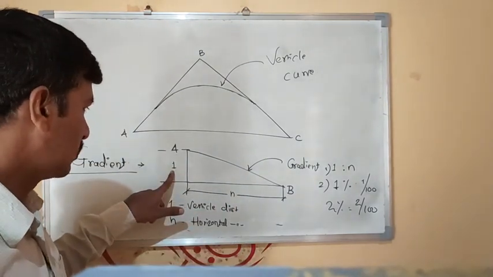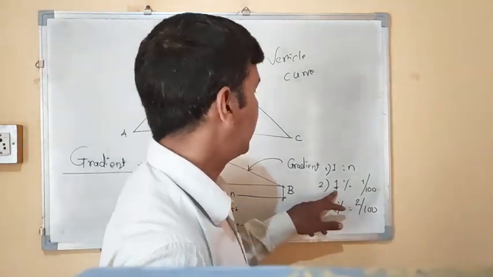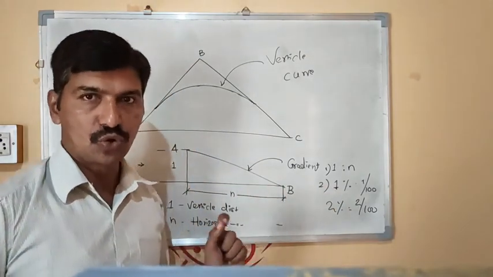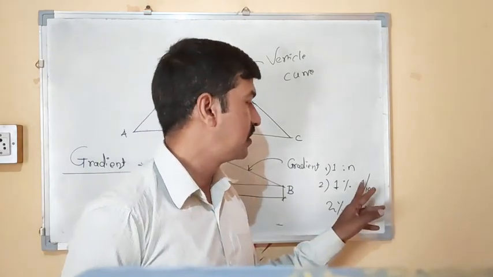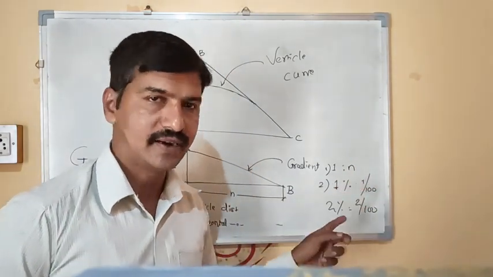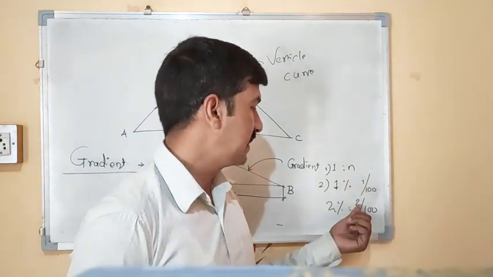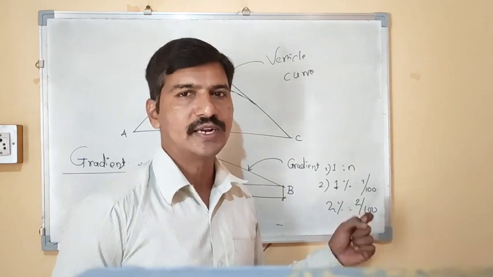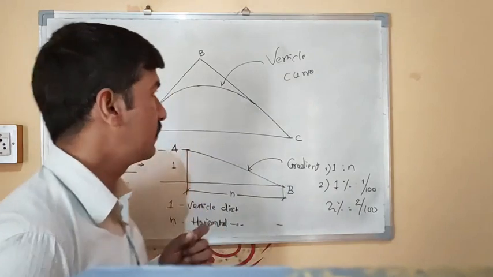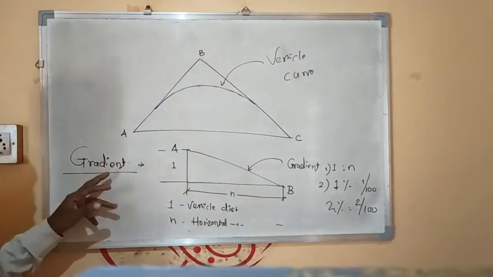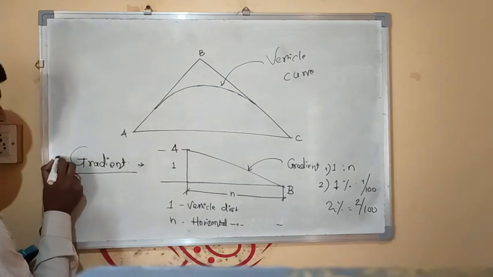1 is your vertical component, n is your horizontal distance. Again, it can be expressed in terms of percentage also: 1%, 2%, 0.5%. So 1% is 1 divided by 100, where 1 is your vertical component and 100 is your horizontal component. In the same way, 2% is equal to 2 upon 100, where 2 is your vertical component and 100 is your horizontal component. Likewise, we have to understand the meaning of gradient. This is the first component when we express the vertical curve.